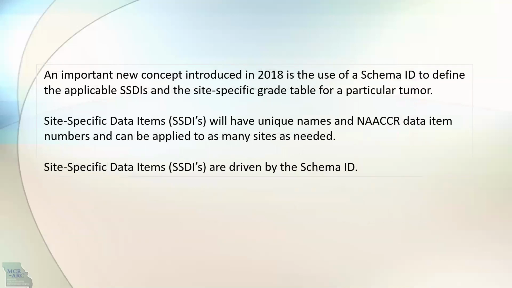An important new concept introduced in 2018 is the use of a schema ID to define the applicable SSDIs and the site-specific grade table for a particular tumor. SSDIs will have unique names and NAACCR data item numbers and can be applied to as many sites as needed. Site-specific data items, SSDIs, are driven by the schema ID.